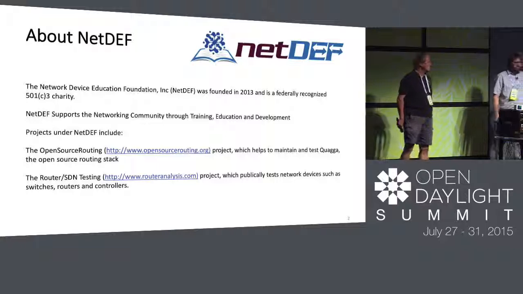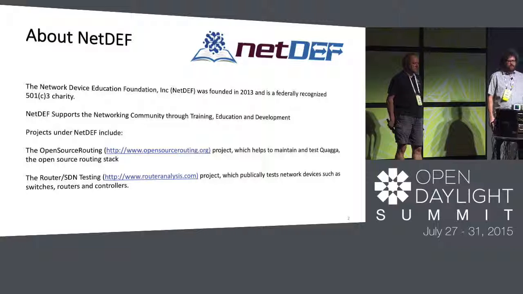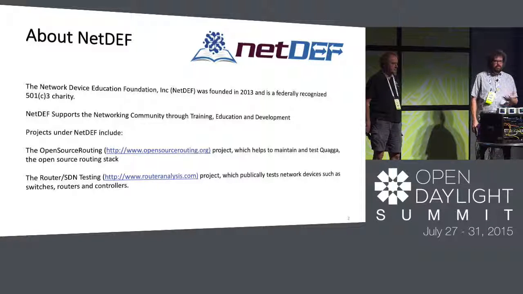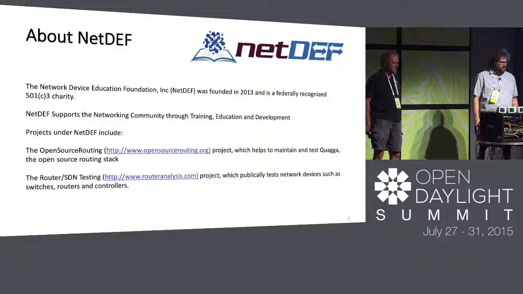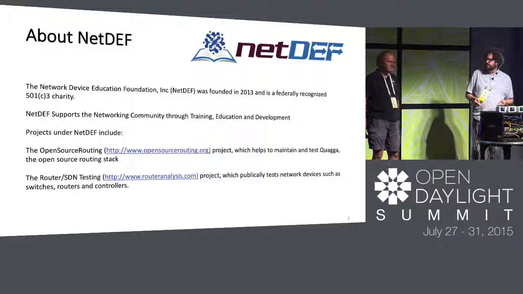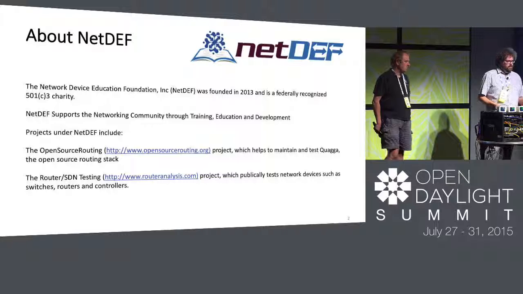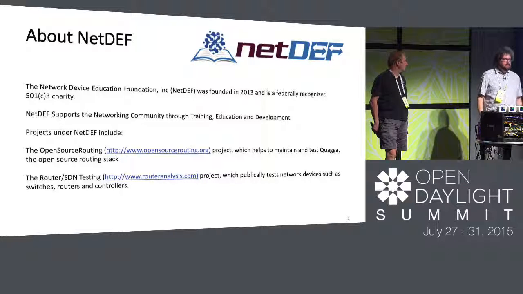So NetDef, founded in 2013, is a 501c3 charity. We do receive money from donations, and that's how we run everything. We do things like this, training. We also manage the open source routing project, which Martin is the best representative of, which would be Quagga. And then we do router and SDN testing. With the router and SDN testing, we have these different sites: router analysis and SDN testing, and then open source routing.